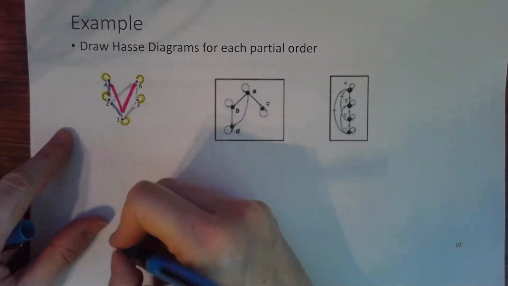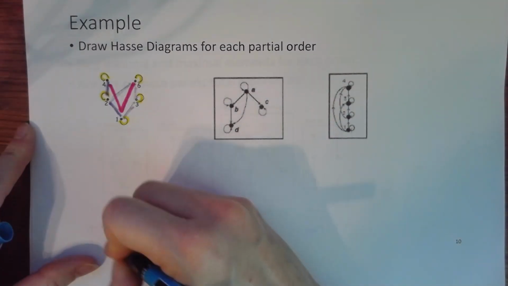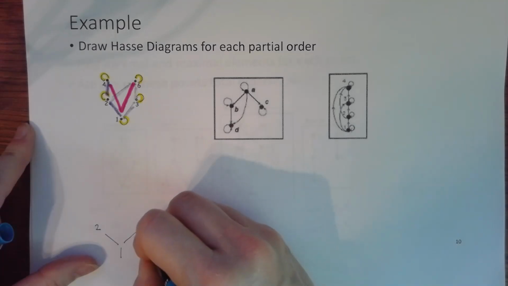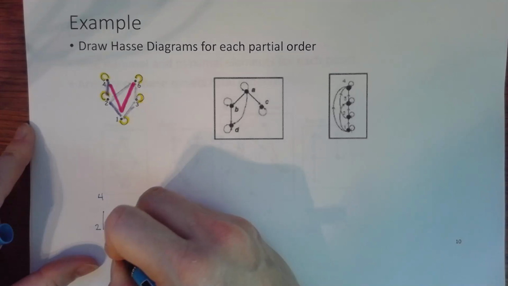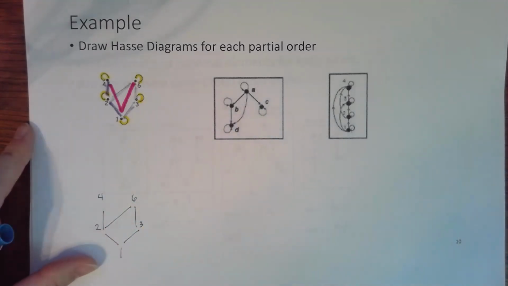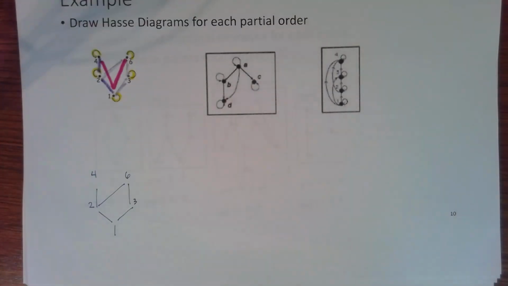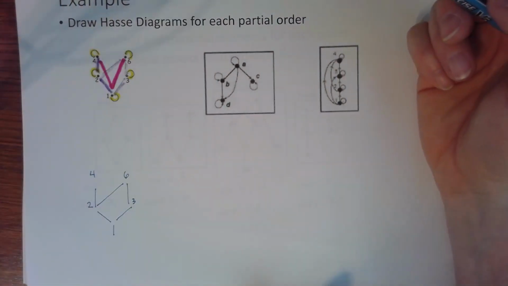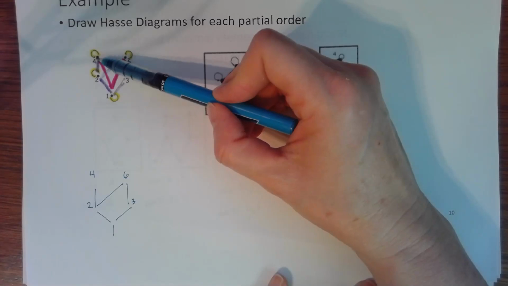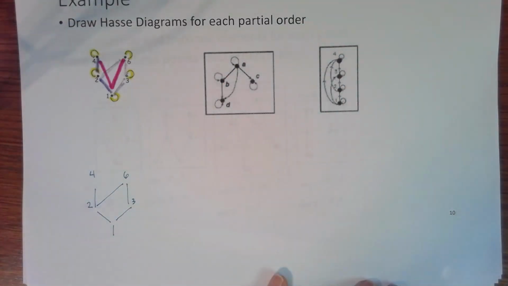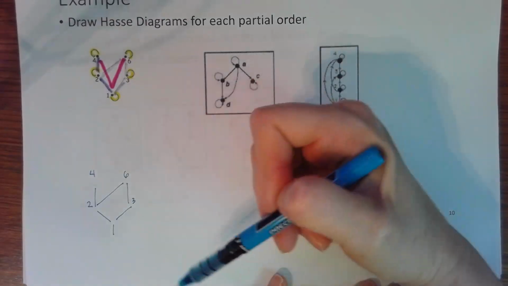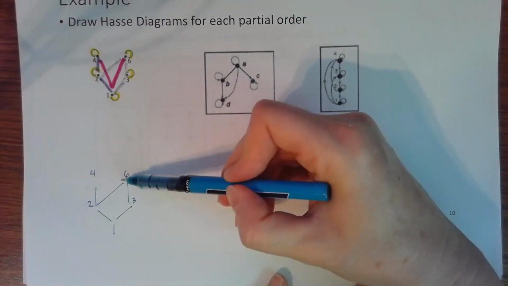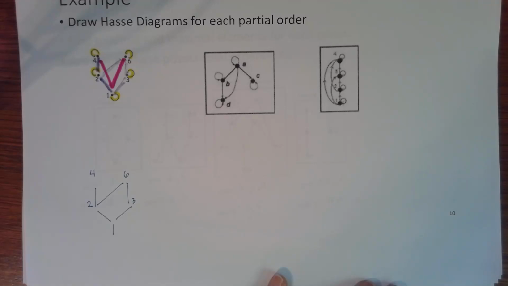Okay, so if we were to draw this, we'd have 1 going up to 2 and going up to 3. And then at the next level, we'd have 2 going to 4 and to 6, and 3 going to 6. And so all the things that we eliminated, like the fact that 1 is related to 4, are in here because I've got an upward path from 1 to 4. The fact that 1 is related to 6 is in here because there's an upward path from 1 to 6.